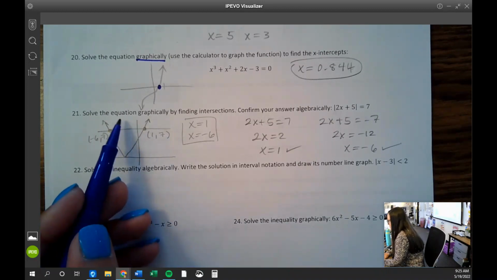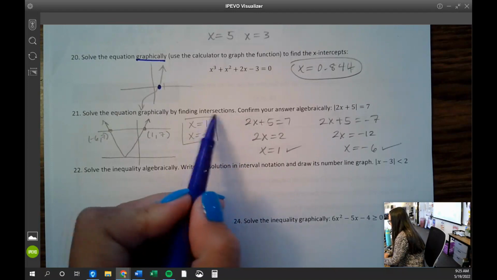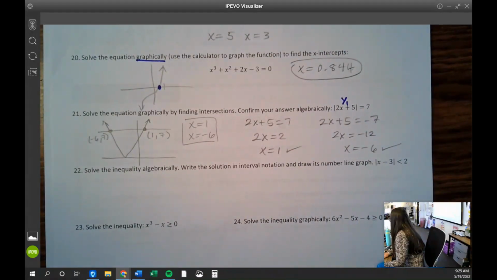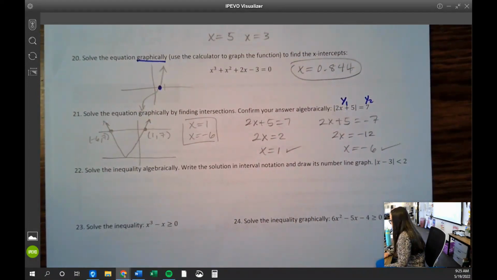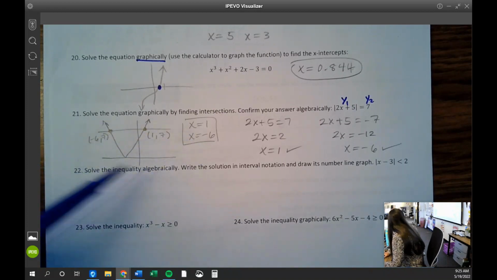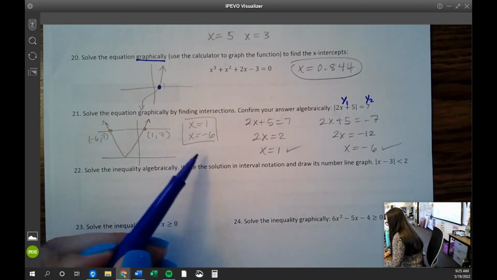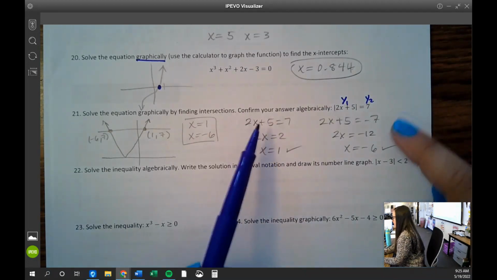This one also said to solve the equation graphically by finding intersection. So essentially, all you need to do is graph the left side in y1 and the right side in y2 and find where they intersect each other. When you graph it, you're going to get a picture that looks something like this. And they intersect when x is 1 and when x is -6. And it said confirm your answer algebraically, which I did.